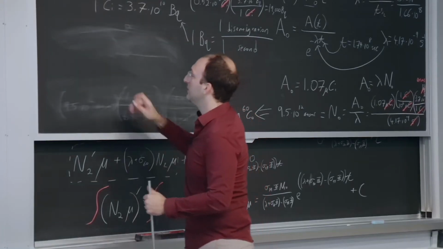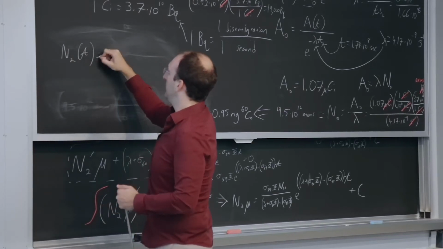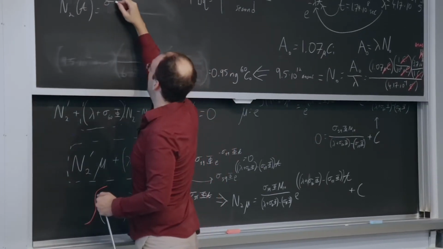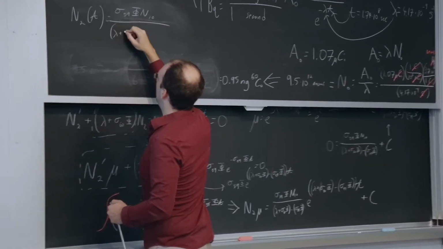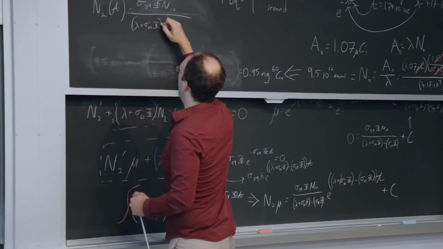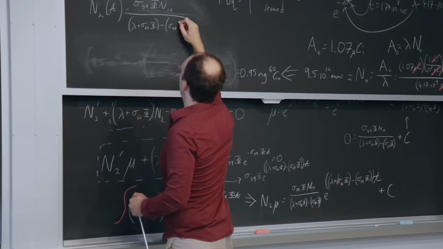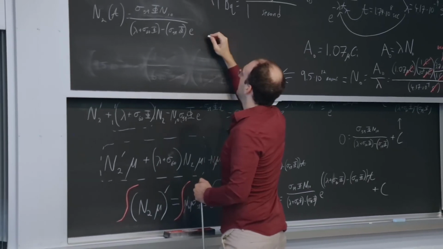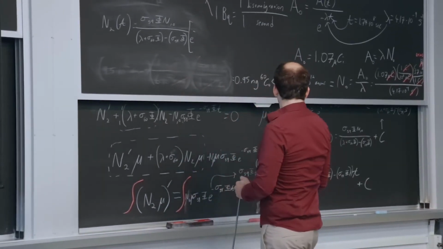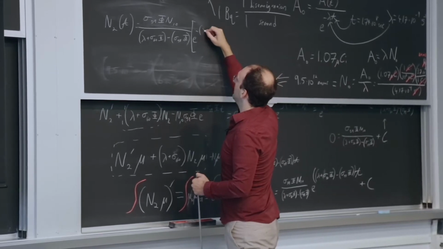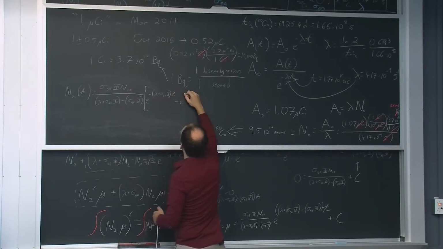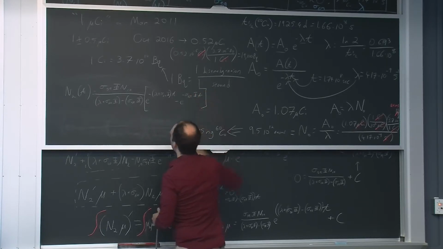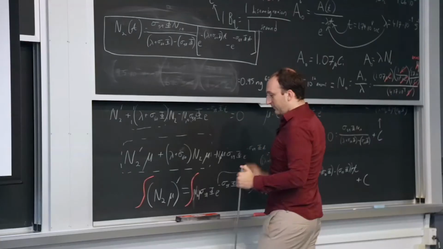So the end solution, N2 of t, would look like: sigma 59 phi N1 naught over lambda plus sigma 60 phi minus sigma 59 phi, times e to the minus lambda plus sigma 60 phi t minus e to the minus sigma 59 phi t. And that right there is our full equation for N2.